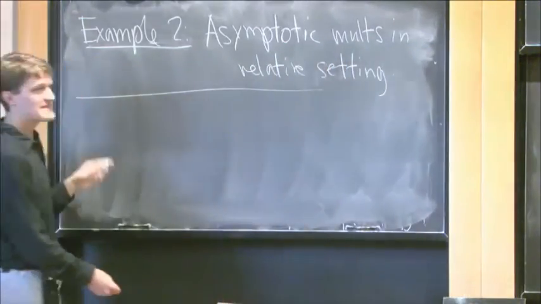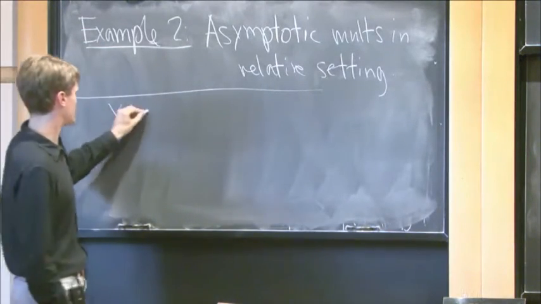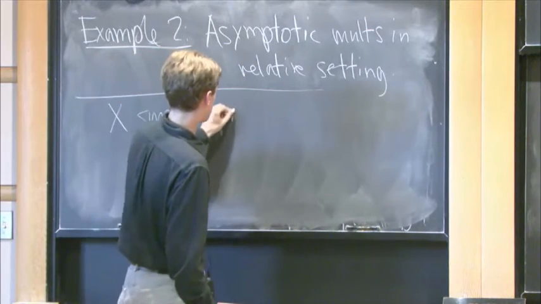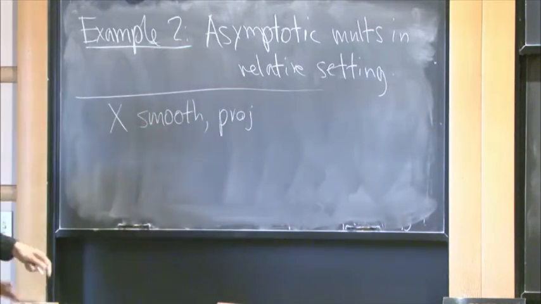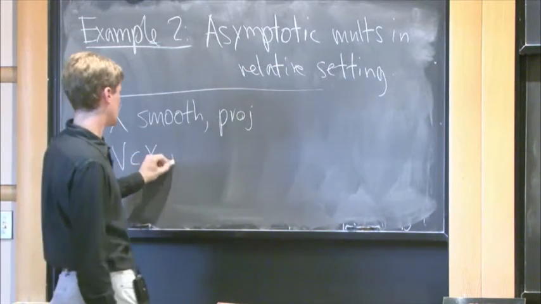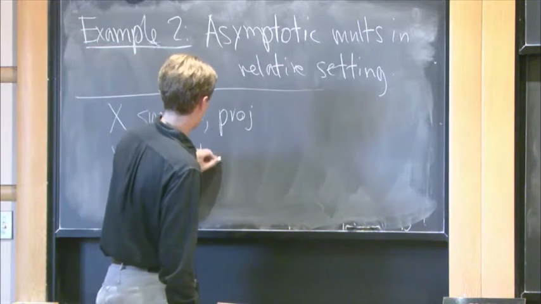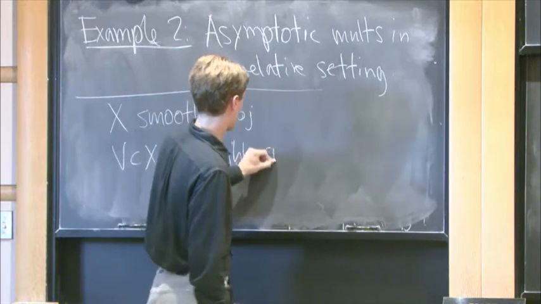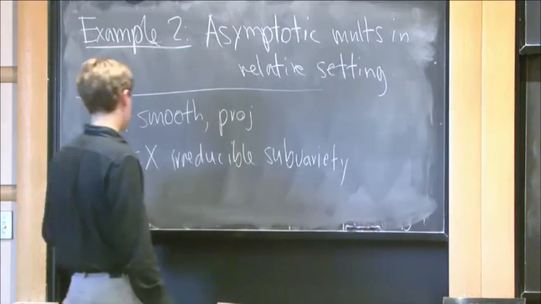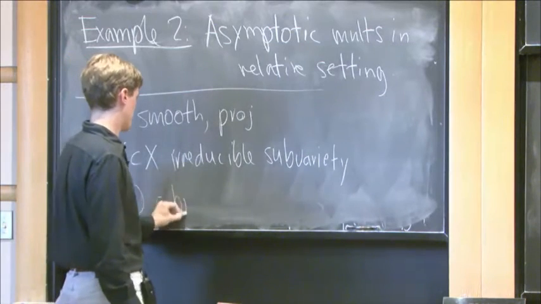So the setup is this. I'm going to have a variety X. I'll say smooth projective. I don't really need that, but my example will have this, and I don't want to worry about the hypotheses. I have V, an irreducible subvariety of X. And then I have D, a big divisor on X.